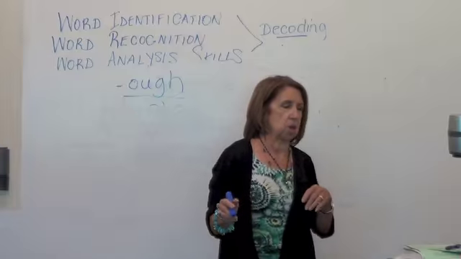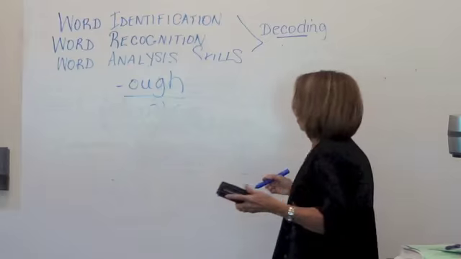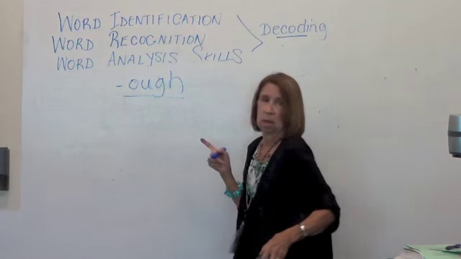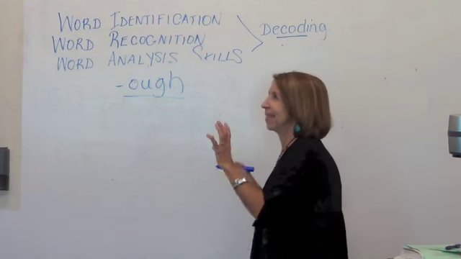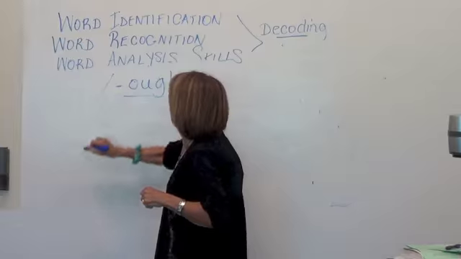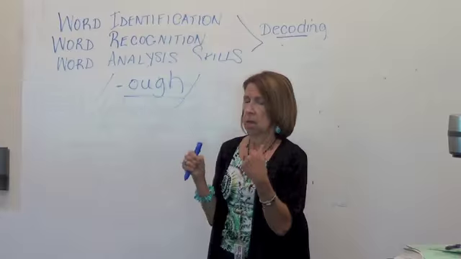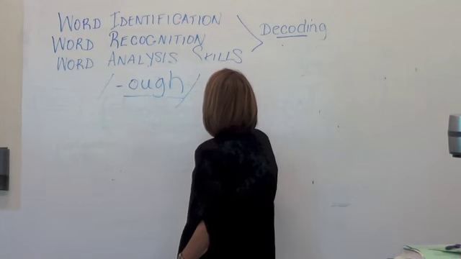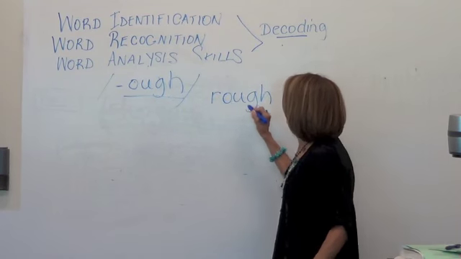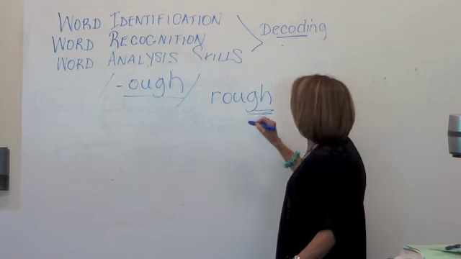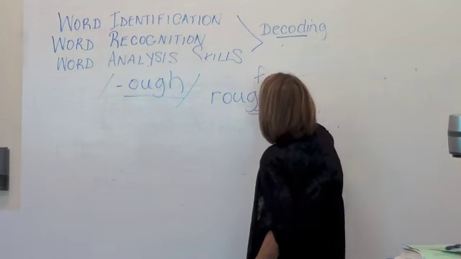So this letter combination, O-U-G-H, can you look at that and tell me how to pronounce it? If I just said, okay, pronounce this, does it have a sound by itself? Okay. So let's look at some of the different sounds that O-U-G-H can have. Give me some words. Rough. Okay. Let's look at R-O-U-G-H. What sound does the G-H make in the word rough? The F. Okay, that sounds like F.